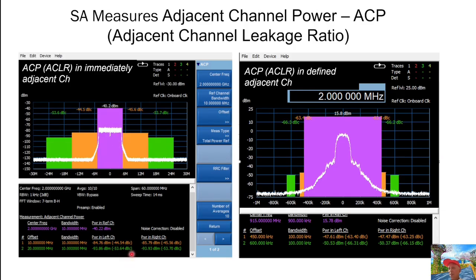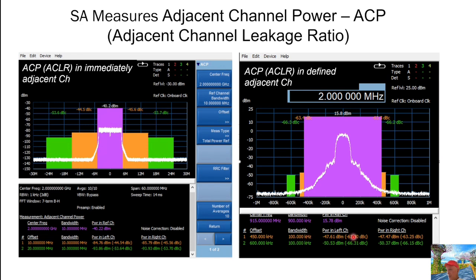The C is the carrier here, and this just measures the immediately adjacent channel, and then this one measures the defined adjacent channel. For example, if we are doing LTE, you need to apply this against the 3GPP standard. So for this one, you have the carrier here, and then you measure the channel power. You define the offset starting from here, and then the bandwidth is 100 kilohertz.